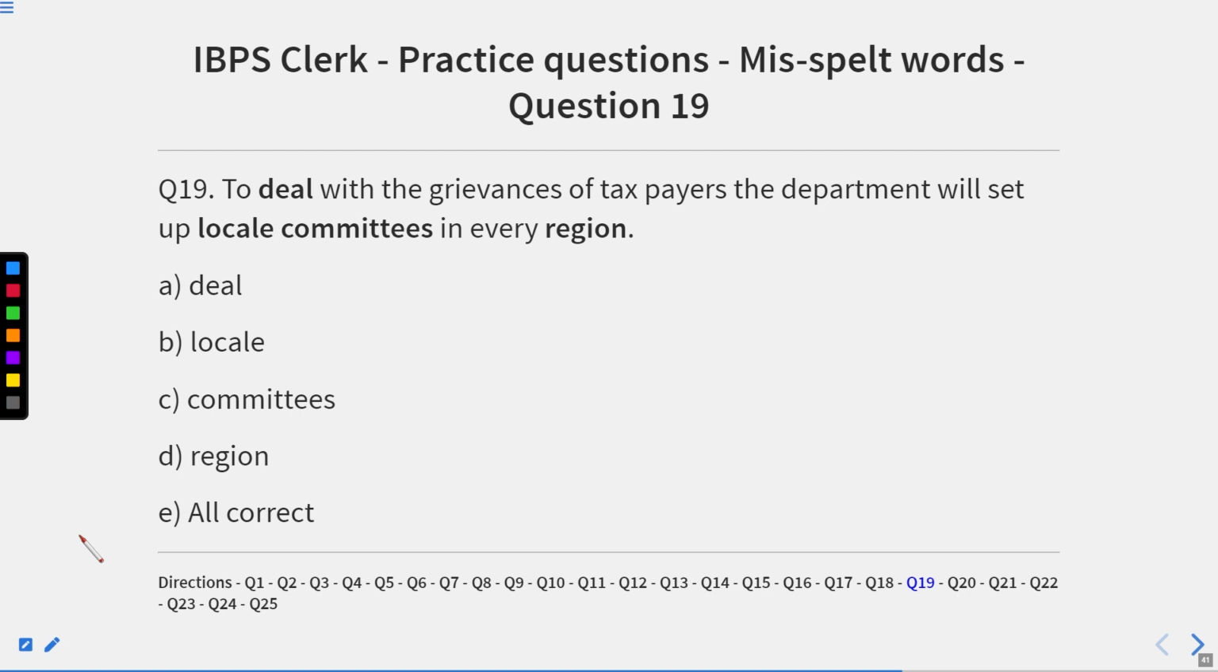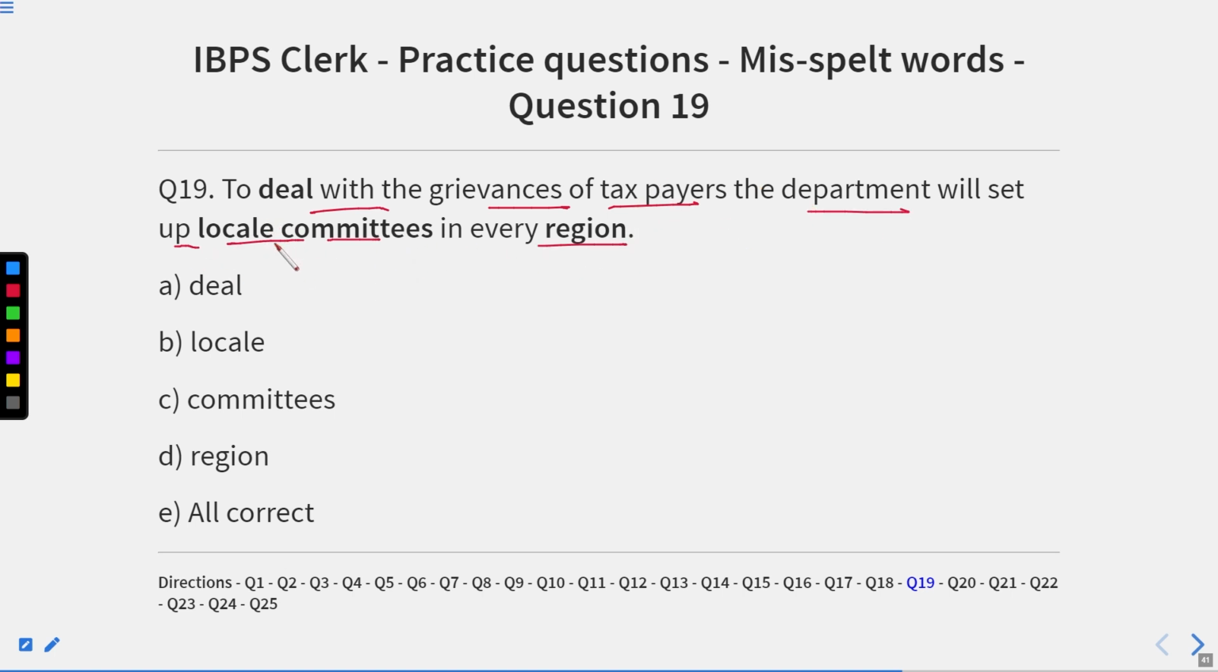Now, here we have another question. To deal with the grievances of taxpayers, the department will set up locale committees in every region. Now, to deal with means to tackle. Deal with grievances means problems of taxpayers, because they are saying that the department will set up local committees in every region.